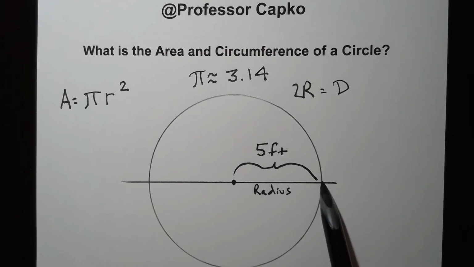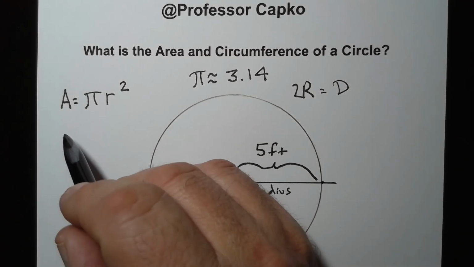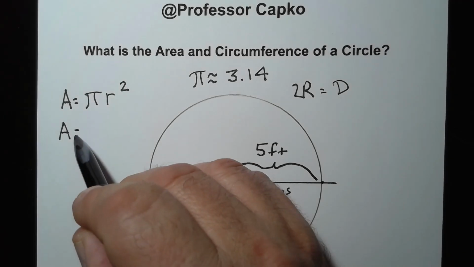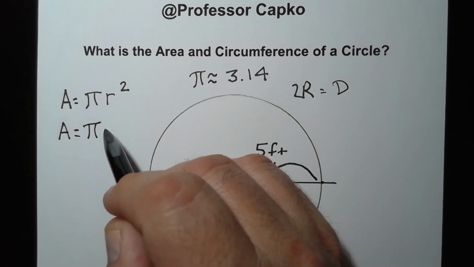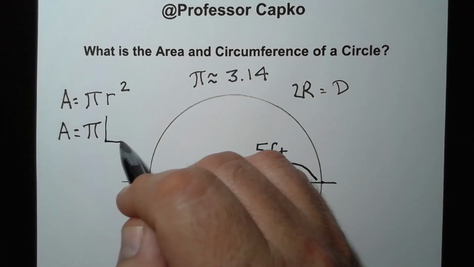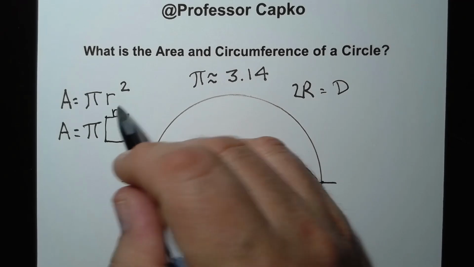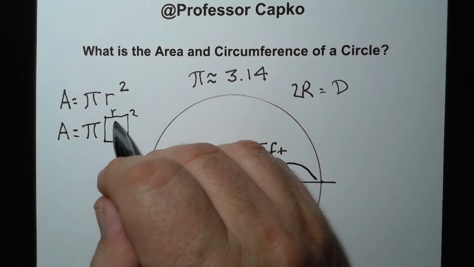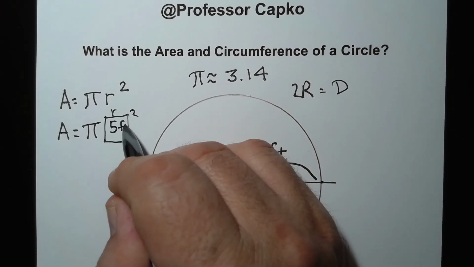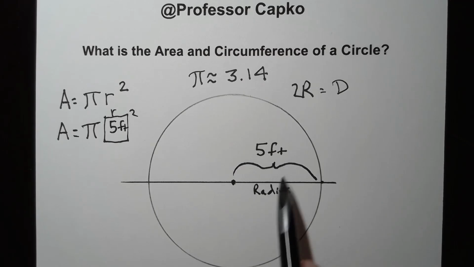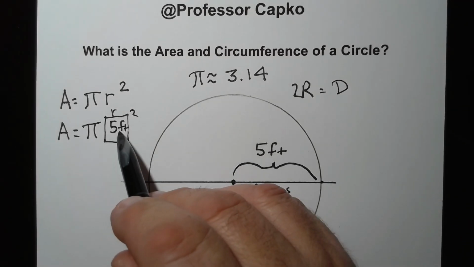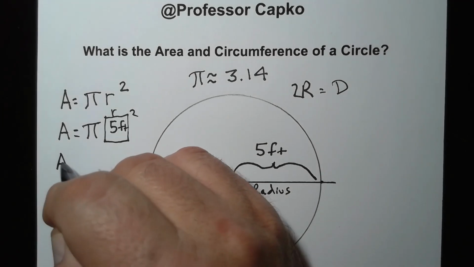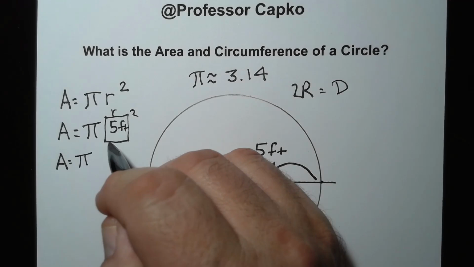We know that the radius is 5 feet. So we're going to go ahead and fill this in. Our area is equal to pi times our radius. I'm going to pull out the radius, the r, and I'm going to put a box there and label it r, and it's going to be squared. Our radius we're given is 5 feet. So I'll go ahead and fill that in because that's the information we're given on this circle. We need to square 5 feet. So I'm going to go ahead and bring this area down. I'll bring down the pi.